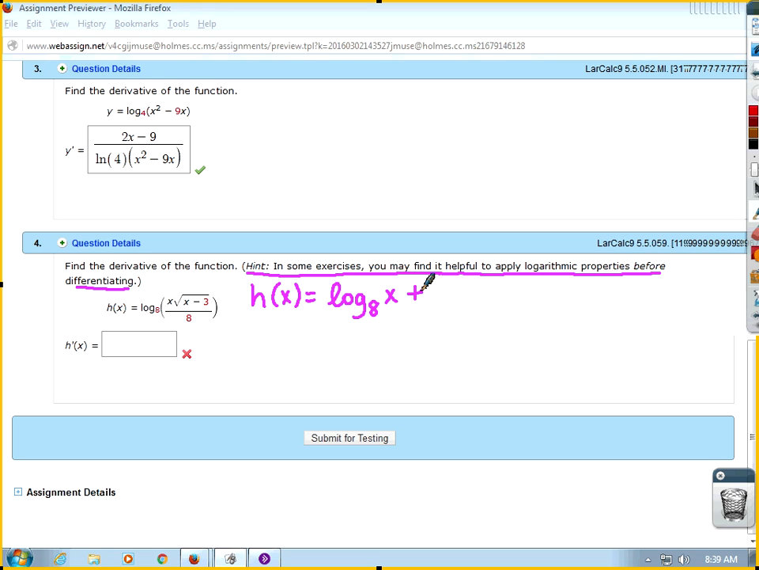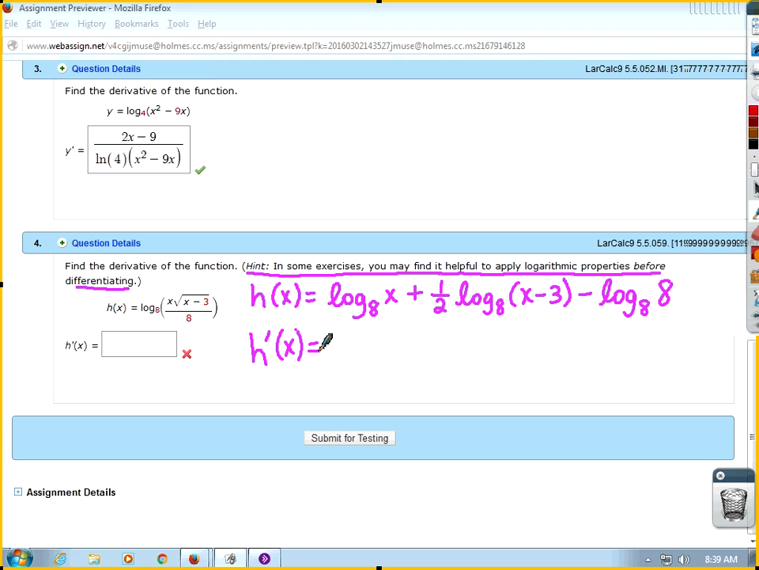So that's log base 8 of x plus, and then our square root is really to the 1/2 power, and you can bring your power, your exponent, to the front. So 1/2 log base 8 of x minus 3. And then that 8 is being divided, so anything divided is going to be subtracted. So it's minus log base 8 of 8. And if you know your properties of logs, that's really just another name for 1, because 8 to the first power gives you back 8. Doesn't really matter because it's a constant, and so the derivative of a constant is 0.